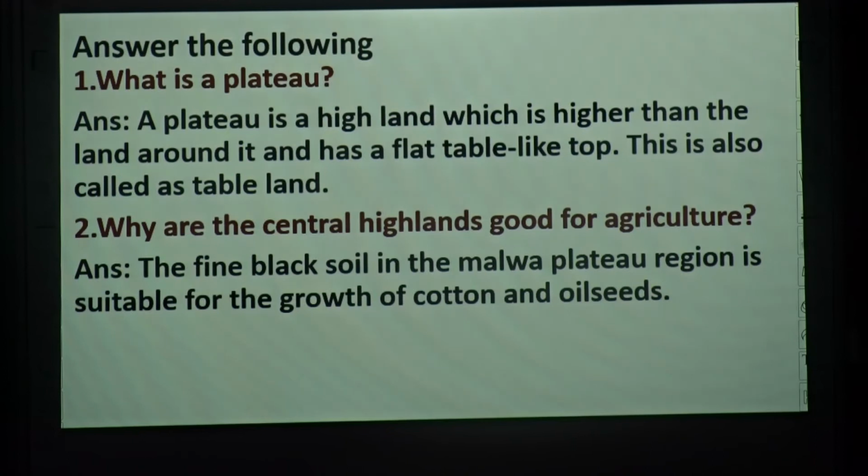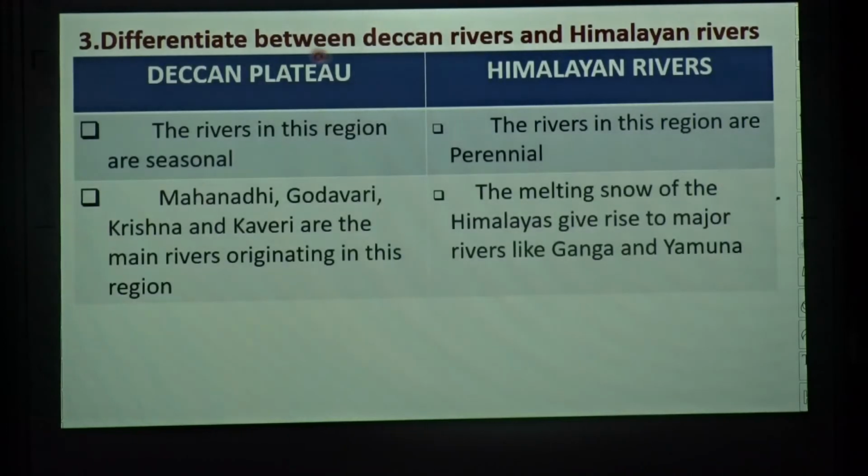So let us move on to the third question. Differentiate between Deccan rivers and Himalayan rivers. So first it is the rivers in the Deccan Plateau and the Himalayan rivers. Your first point is, the Deccan rivers in this region are seasonal. The rivers in the Deccan Plateau are seasonal.